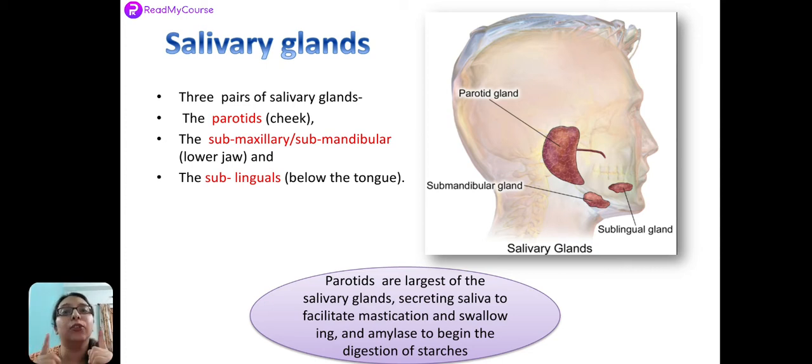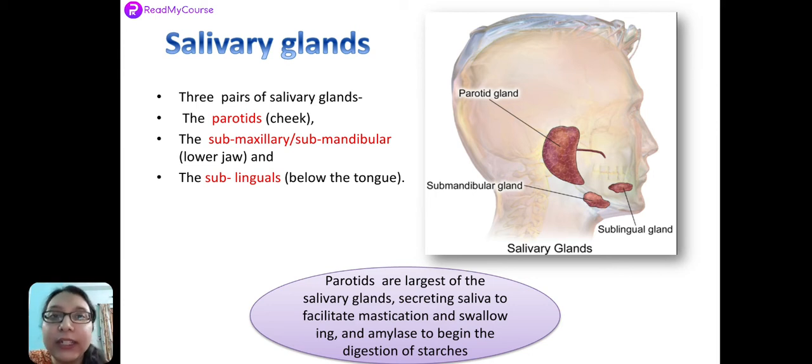The location of the submandibular, as the name suggests, mandible is the lower jaw. So the submandibular glands will be located somewhere below the lower jaws. And we have the sublingual, that is just below the tongue in the floor of the mouth. And they are paired, one on right, one on left. That much is clear.